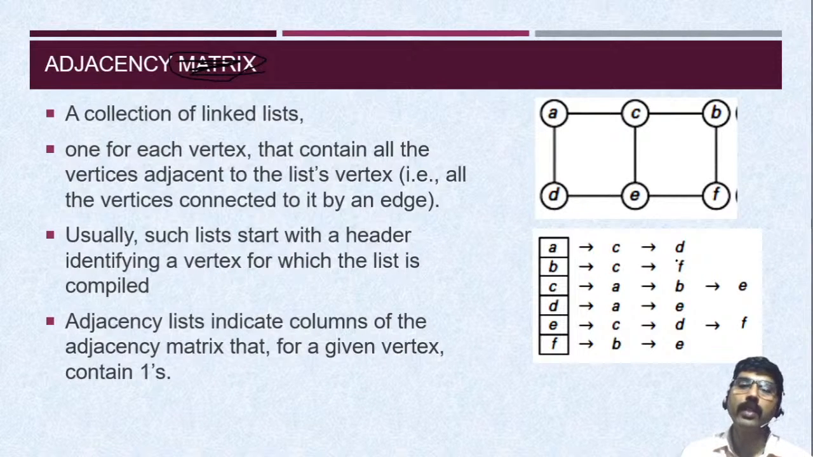This linked list is actually a special type of linked list which has a header part. The header part indicates the vertex. The remaining elements in the linked list represent the adjacent nodes of the vertex. For example, see this linked list, C and D are adjacent nodes of A. In the similar fashion, A, B, E are adjacent to C. See here, from C, A is adjacent, B is adjacent, E is adjacent.